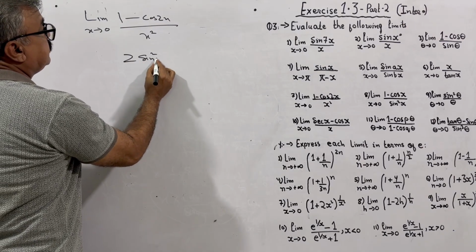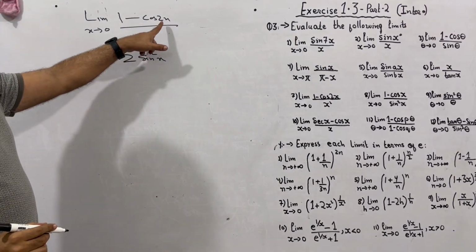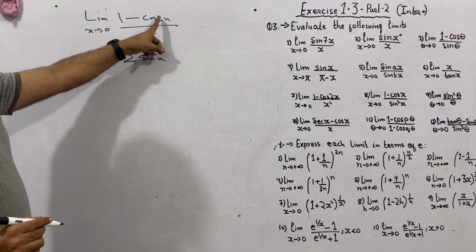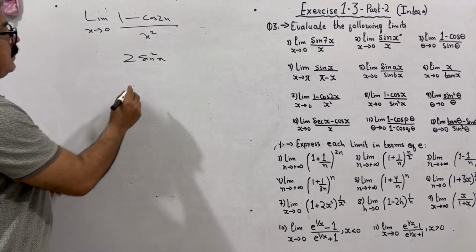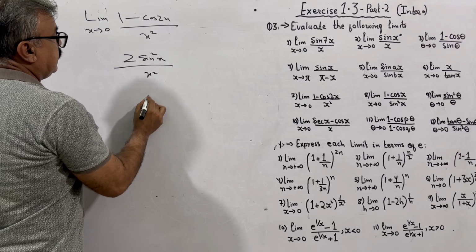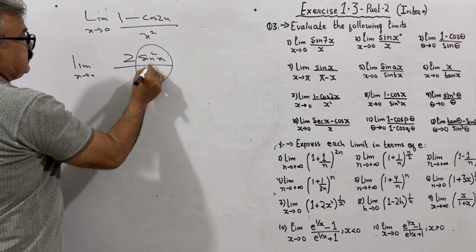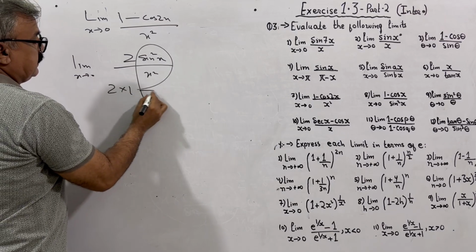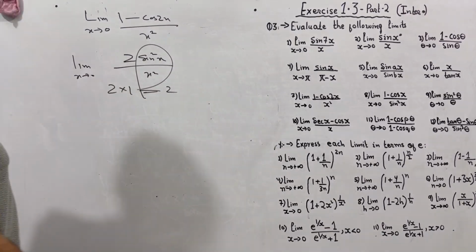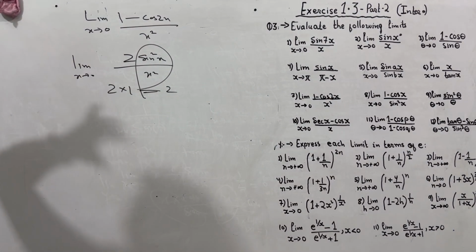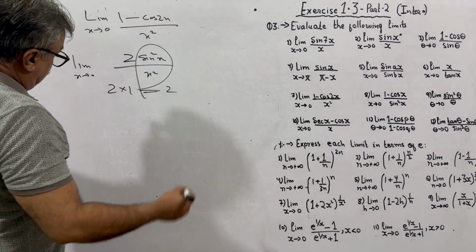2 sine square x. Here the angle is doubled, so take half the angle: 2x, half of 2x is x. Overall over x square. Now, limit x tends to 0 of sin x over x is equal to 1. 2 times 1, 2 is our answer. If one is not satisfied with this, okay, go ahead and rationalize.